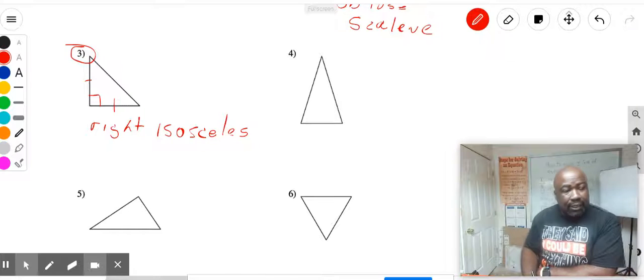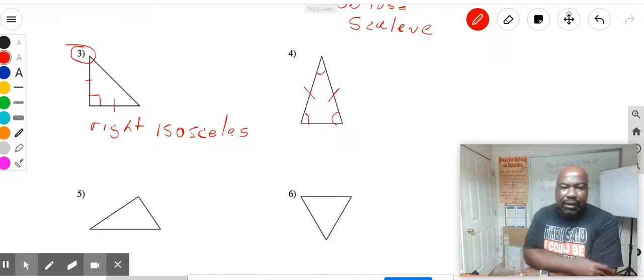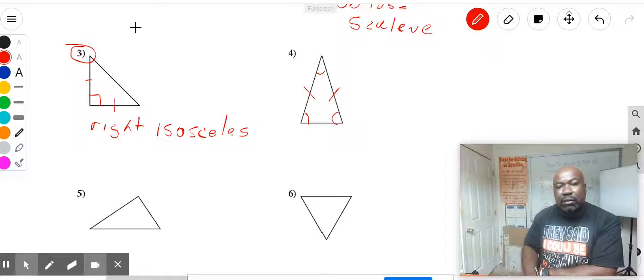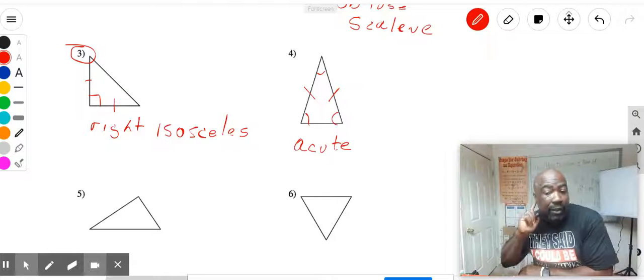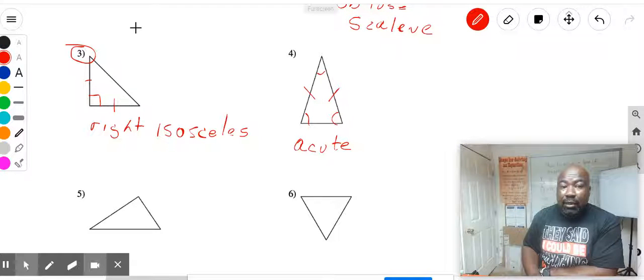Also, now take a look at this triangle right here, and I noticed that the angles are less than 90, and I have two sides that are congruent. So this will probably be a what? Acute. Could someone help me out? What else? Acute what? Isosceles.